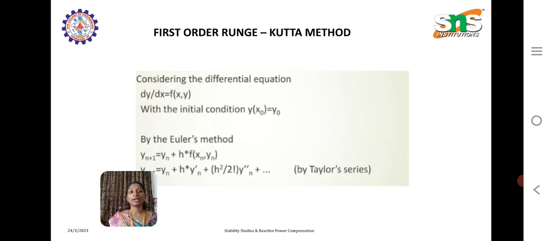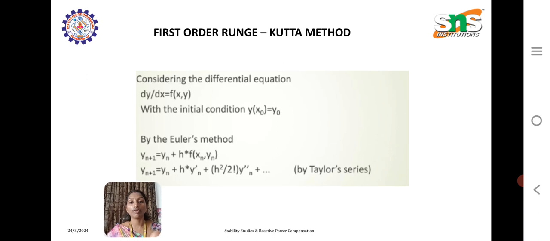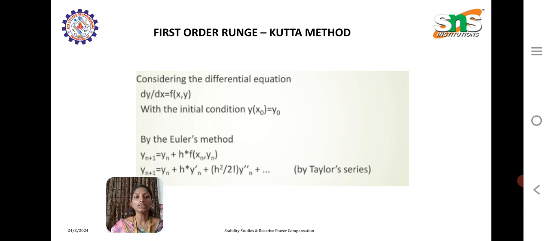So, the first order Runge-Kutta method. First we are going to consider a differential equation of two parameters, dy by dx, which is a function of x and y, with the initial condition x naught and y naught. By Euler's method, which you might have already learnt, and Taylor's series, y n plus 1 for the next state is found with the help of an iteration method. So y n plus 1 is equal to y n plus h into a function of x n, y n. If we consider it by Taylor series, it is y n plus h into y dash n, where the function of x n, y n is written as y dash because it is first order differentiation.